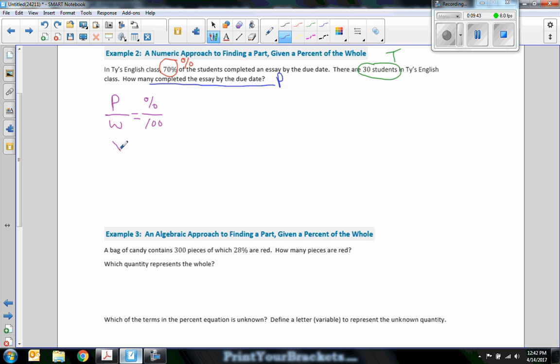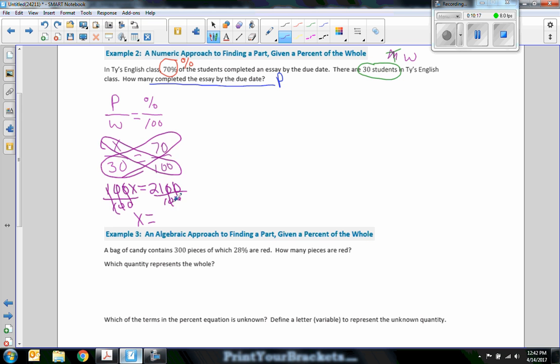The part is the unknown. The whole total is 30. I don't know why I used a T. That's a W, the whole. Equals percent over 100. Always multiply the x's first. So 100 times x is 100x. 30 times 70 is 21 and 2 zeros. Divide by 100. And 100s cancel and get x equals 21 over 1, or simply 21.